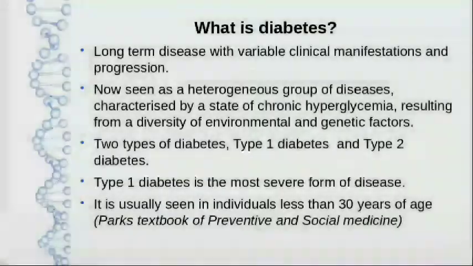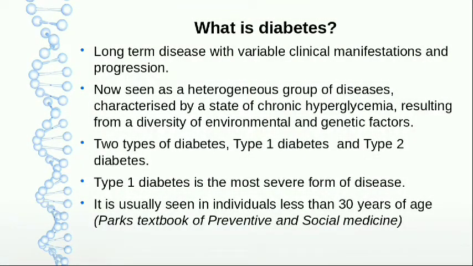Today I am going to give you some information about diabetes. Its actual name is diabetes mellitus. So what is meant by diabetes? It is a long-term disease with variable clinical manifestations and progression. It is now seen as a heterogeneous group of diseases characterized by a state of chronic hyperglycemia resulting from a diversity of environmental and genetic factors.